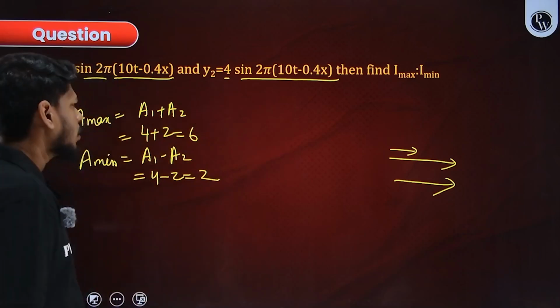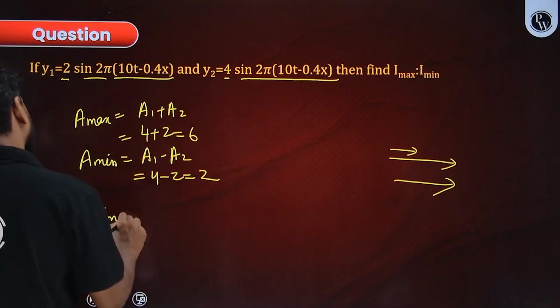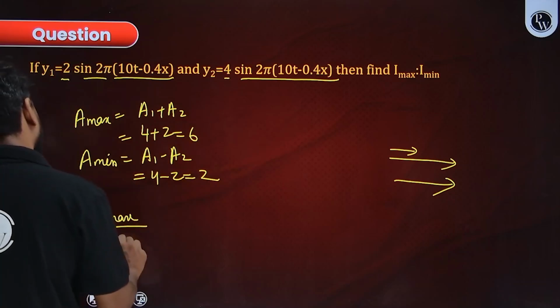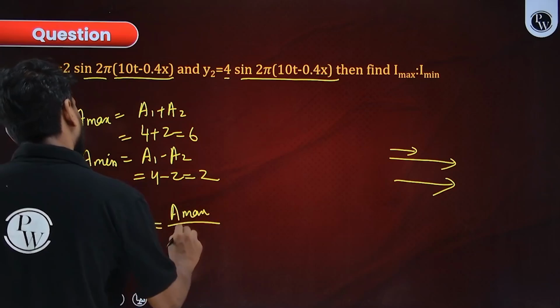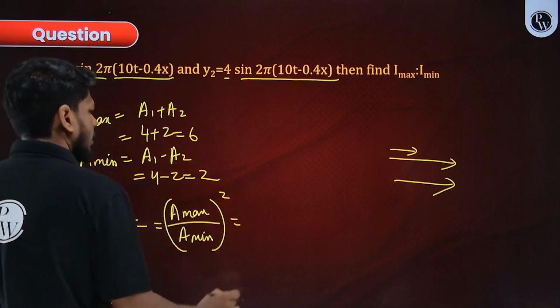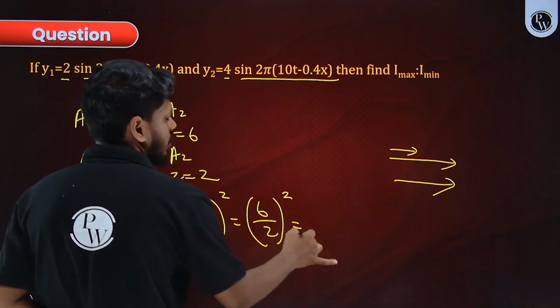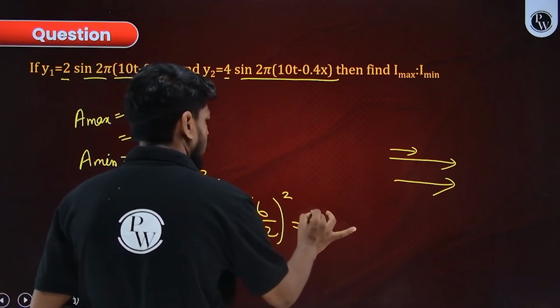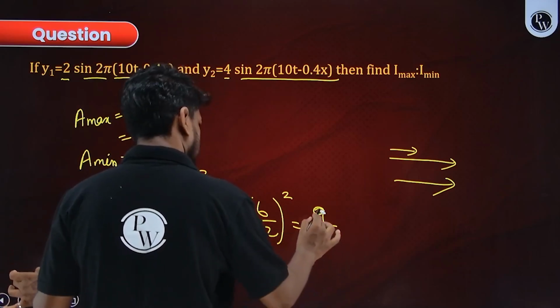That's it. So I know A max, A minima, but they are asking me to find I max by I minima. Can I write I max by I minima is equal to A max by A minima the whole square? A max is 6, A minima is 2. So if I cancel 3 by 1, so 3 square is 9, 9 by 1. Any difficulty?